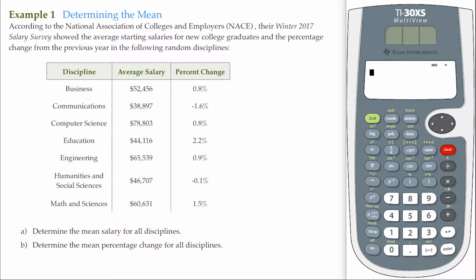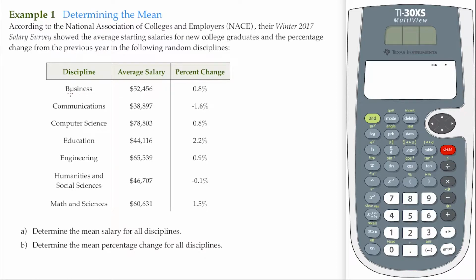So in this example, we are going to be determining a mean. This problem says, according to the National Association of Colleges and Employers, that's NACE, their winter 2017 salary survey showed the average starting salaries for new college graduates and the percentage change from the previous year in the following random disciplines. So we have these disciplines here. There's 1, 2, 3, 4, 5, 6, 7 different disciplines, and you can see them listed here.